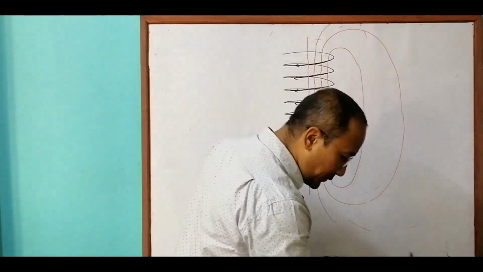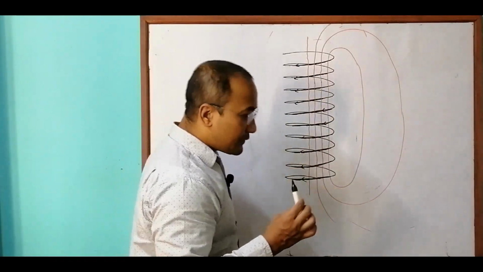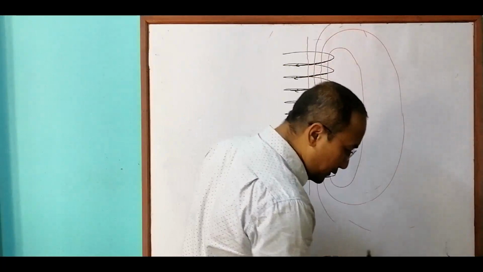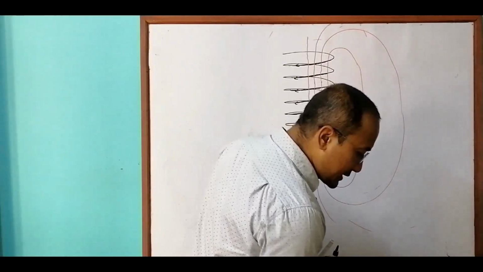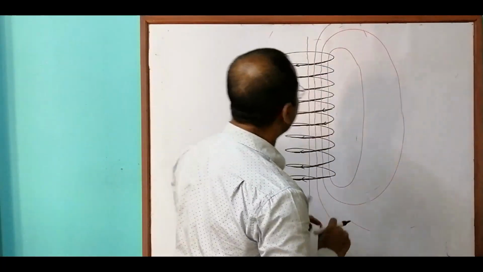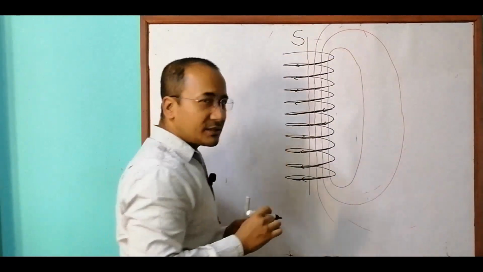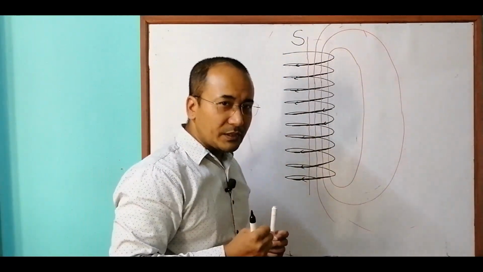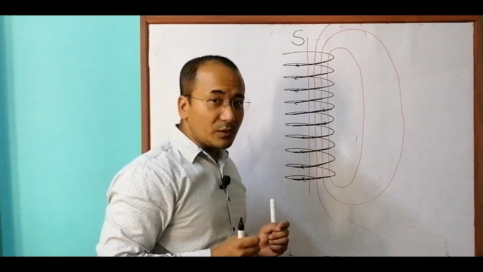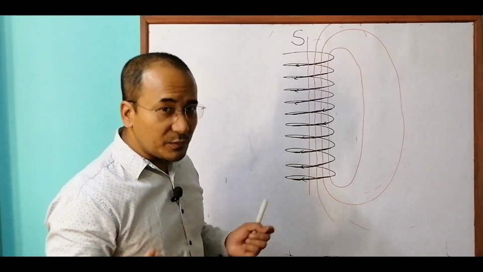Now if I look from here, let's say current flowing like this, and if I look from above, it will be clockwise. Clockwise means that there will be a south pole here. You must have studied this in some class. In a solenoid, when you look from a certain side, if it is clockwise, there will be a south pole. And when you are looking from one side, if it is anti-clockwise, it's a north pole.